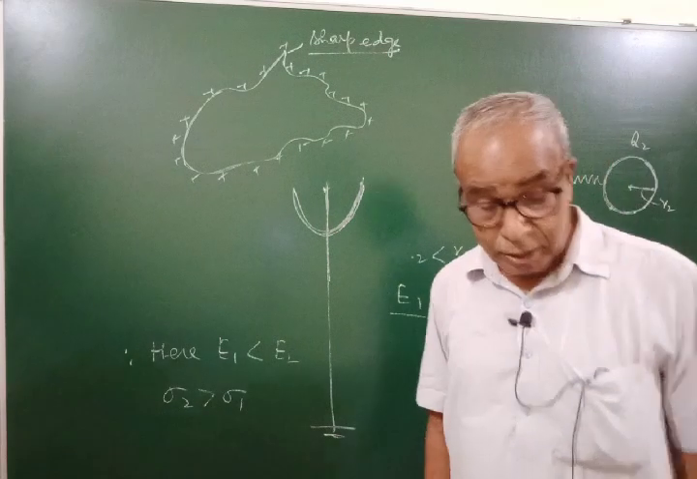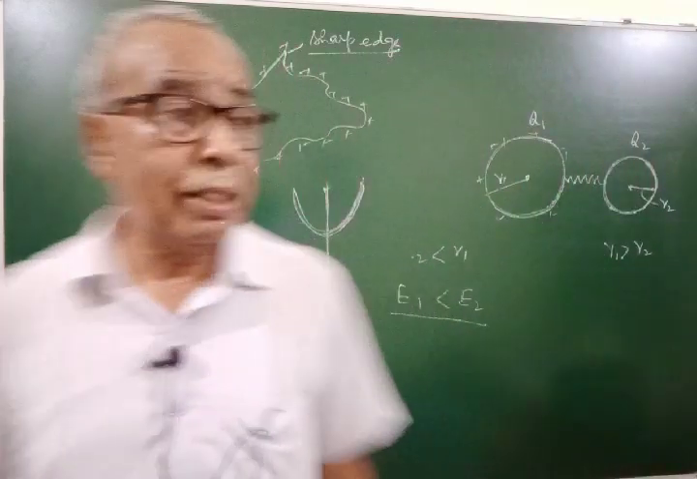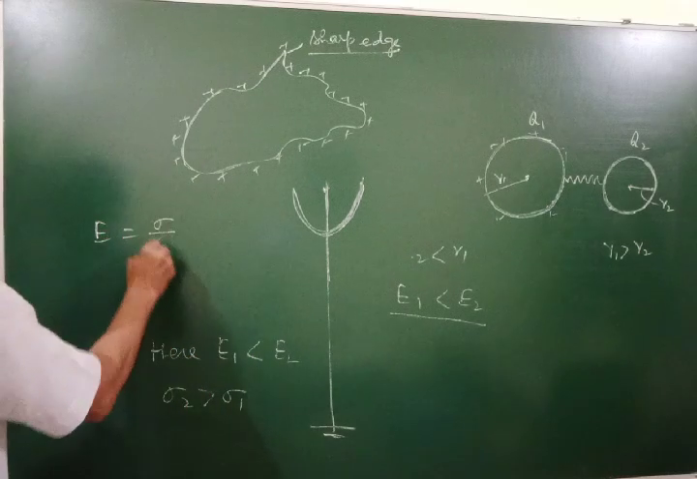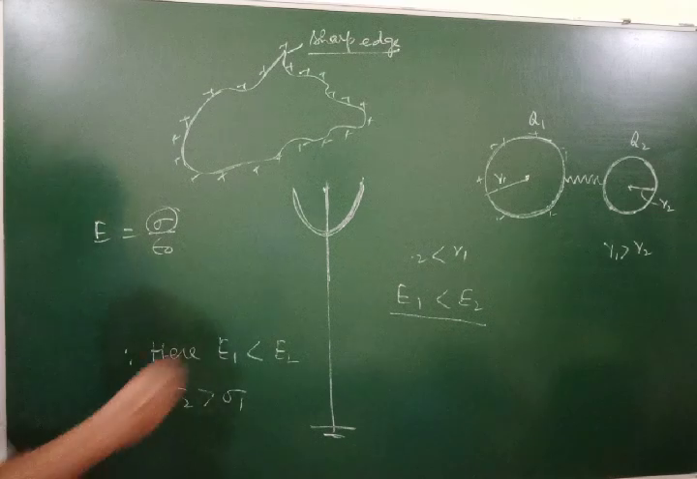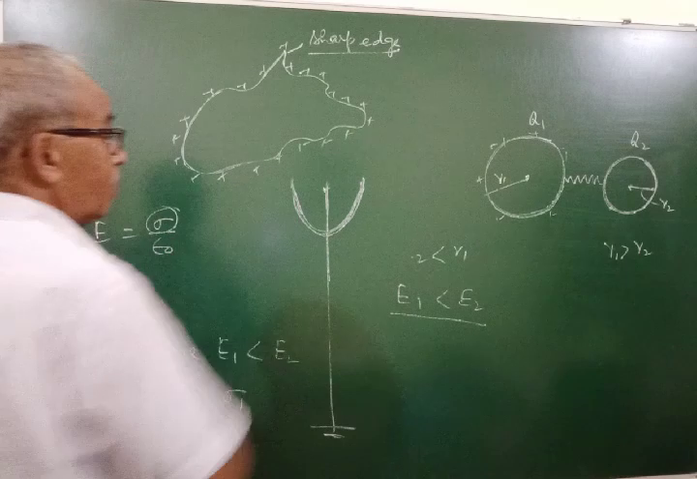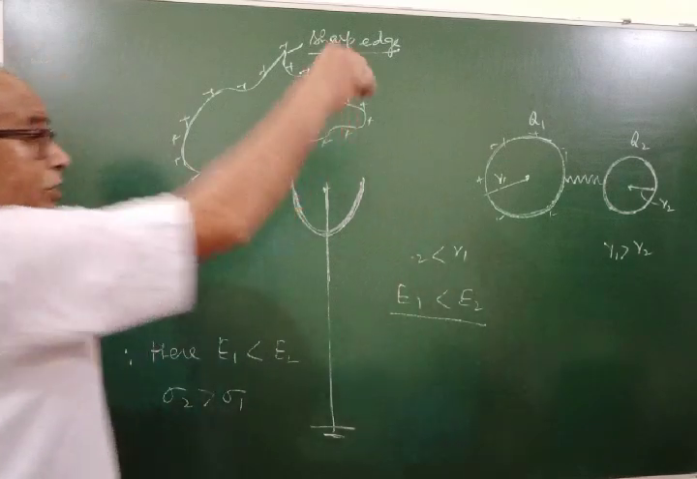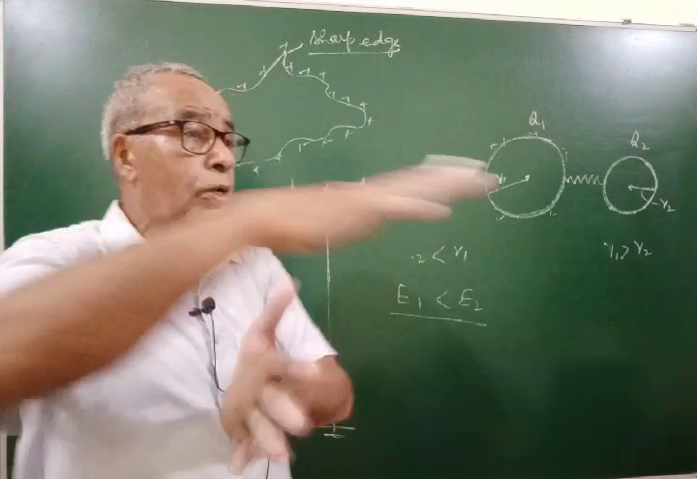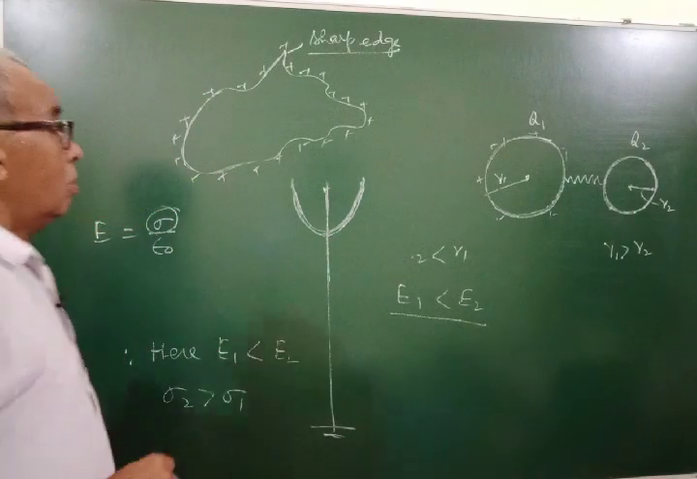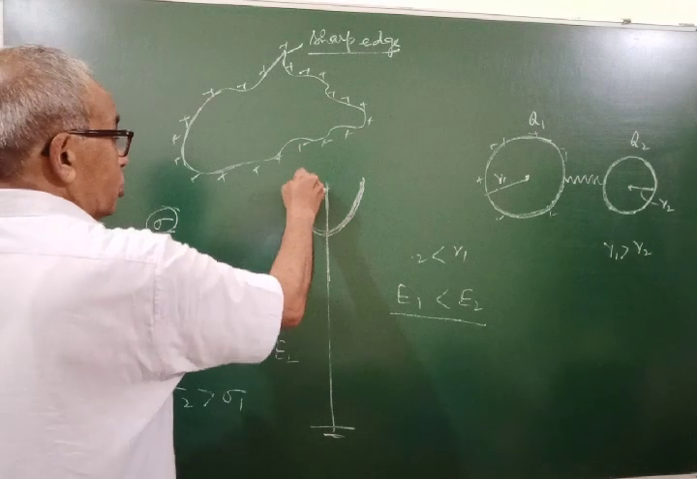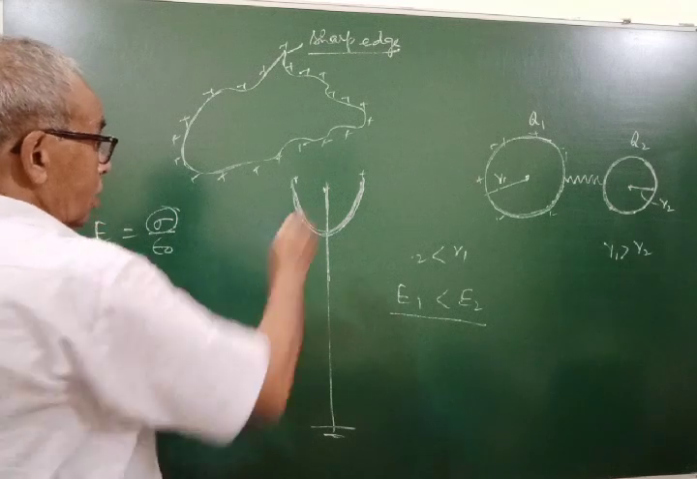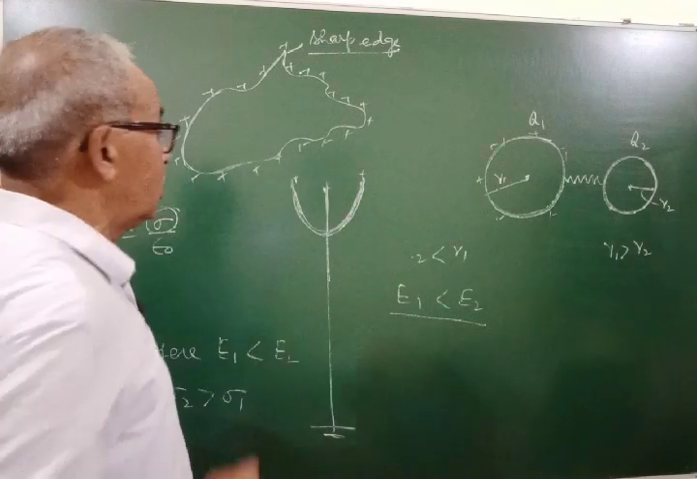At a sharper edge, the electric surface charge density is higher than at a flatter one, and the higher the surface charge density, the greater the electric field. So the sharper the edge, the higher the surface charge density, the greater the field. And hence, whatever charge is produced in the clouds due to friction will induce a positive charge here, because clouds have negative charge, and that induction will produce a strong field.